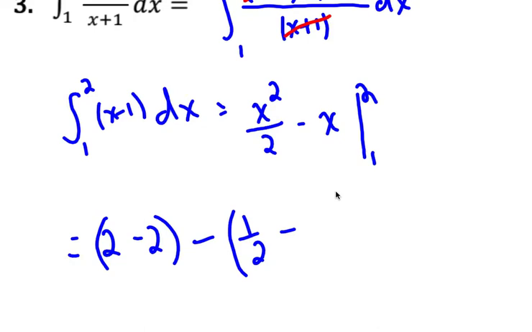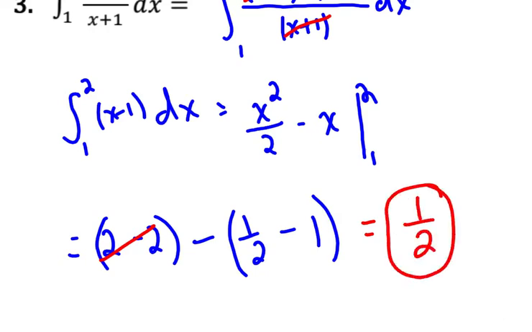And then plug 1 in for x, and we get 1. So this is what you get when you plug 2 in: 2 squared over 2 gives you 2, and then minus 2, so that's a 0. And then this is what you get when you plug 1 in: 1 squared is 1 over 2 is 1/2, minus 1. Okay, so final answer here, 1/2 minus 1 is negative 1/2. The negative out front gives us a positive 1/2. Okay, you good with that one?